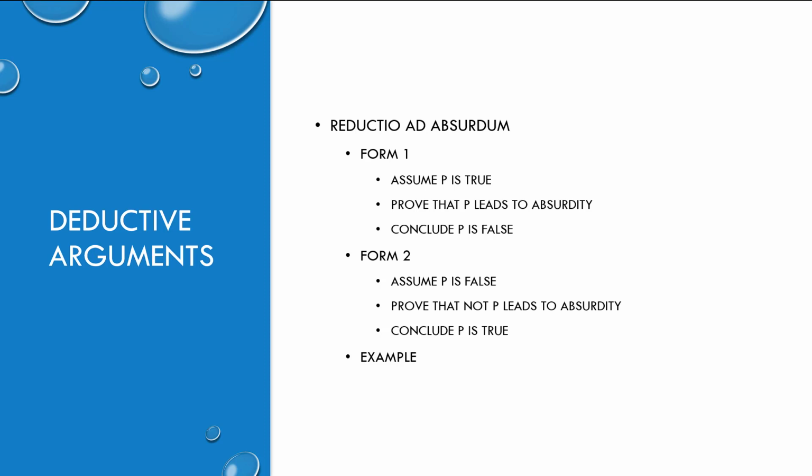Or you can reverse this. You can prove that something is true by assuming it's false and deriving an absurdity. The translation would of course be reducing to absurdity, and the idea is you assume something, get an absurdity, and then reject the assumption. So form one is this. You assume that a claim is true in order to disprove it. You prove that P leads to an absurdity, a contradiction, etc. And then you conclude, therefore, it's false.